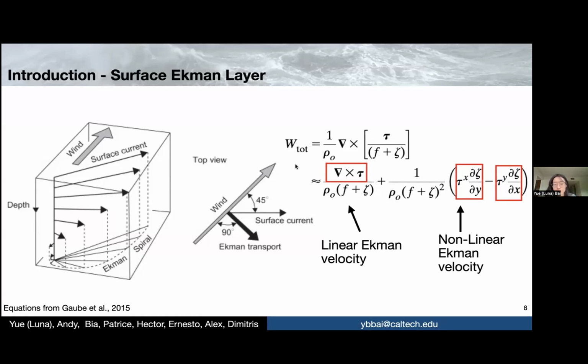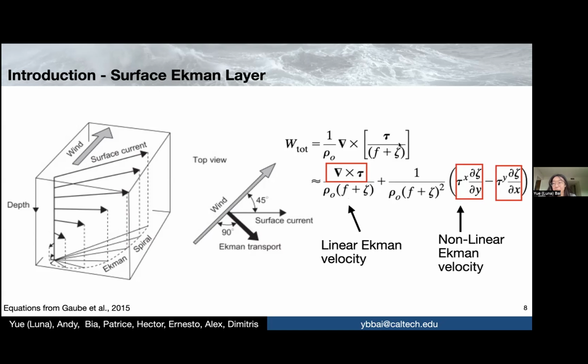induced Ekman vertical velocities. These equations are from Gaube et al. 2015, and they represent the total Ekman vertical velocities. We can see that if we take the curl for these two parts, they split into two components. One is the linear Ekman vertical velocity, and the second one is a nonlinear Ekman vertical velocity. For a really long time, when I was first learning physical oceanography, the linear Ekman vertical velocity was the only Ekman vertical velocity that I was taught.